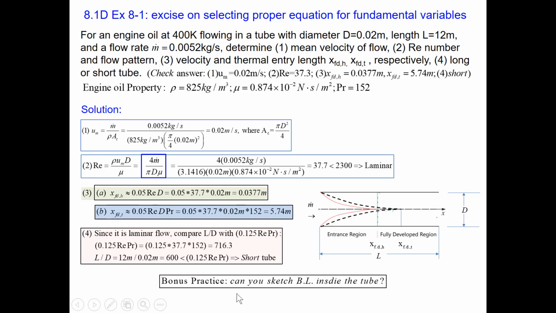Bonus practice. Can you sketch both velocity and thermal boundary layers inside the tube? See you next time.